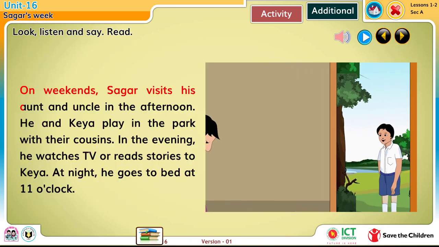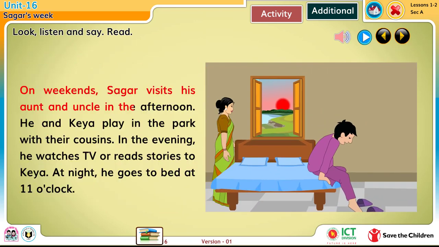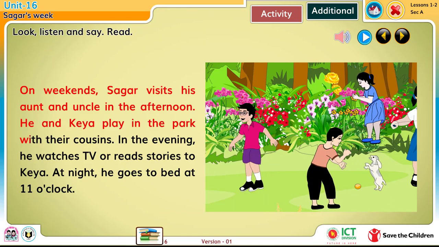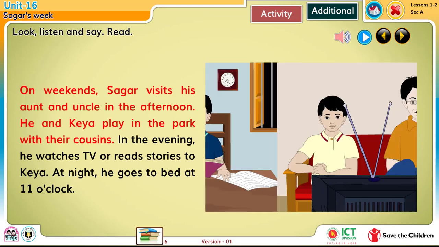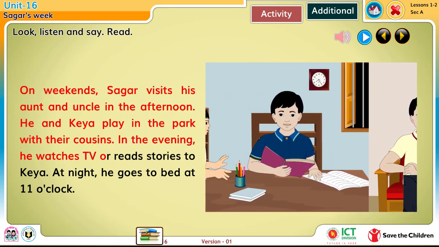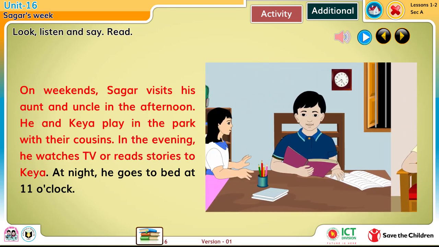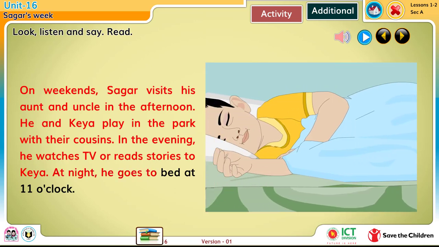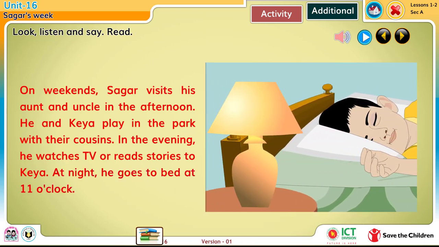On weekends, Sagar visits his aunt and uncle in the afternoon. He and Kea play in the park with their cousins. In the evening, he watches TV or reads stories to Kea. At night, he goes to bed at 11 o'clock.